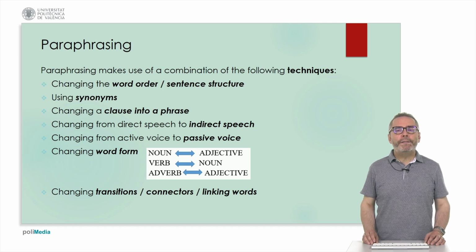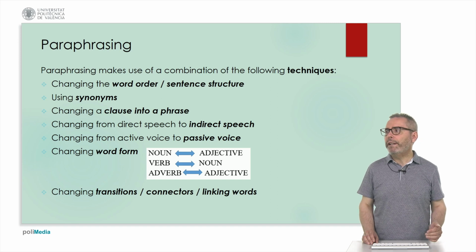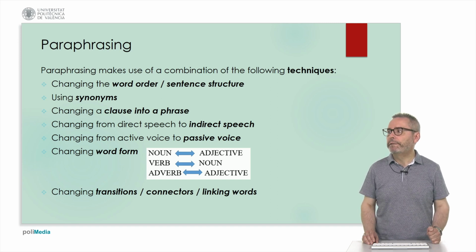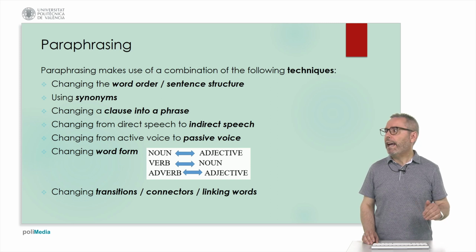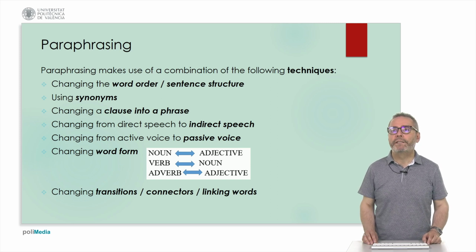When we paraphrase, we follow certain techniques, such as to change the word order or the sentence structure, to use synonyms, to convert clauses into phrases to make it shorter, to change from direct speech to reported speech, to change from active to passive voice, or we also very often change the word form. And we change the transitions, connectors, and linking words for coherence.